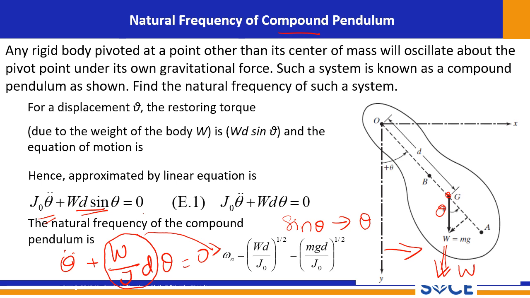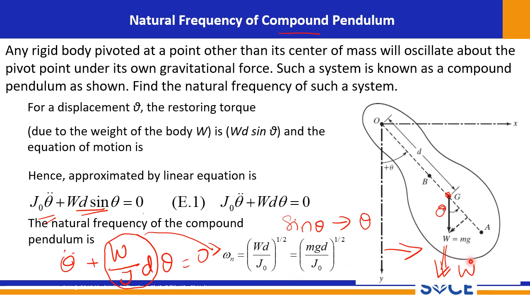In summary, a compound pendulum oscillates due to the restoring torque created by its own weight acting at a distance from the pivot point. By applying Newton's second law and making a small angular approximation, we can derive the natural frequency of oscillation. This frequency depends on the weight, the distance between the pivot and the center of mass, and the mass moment of inertia about the pivot point.